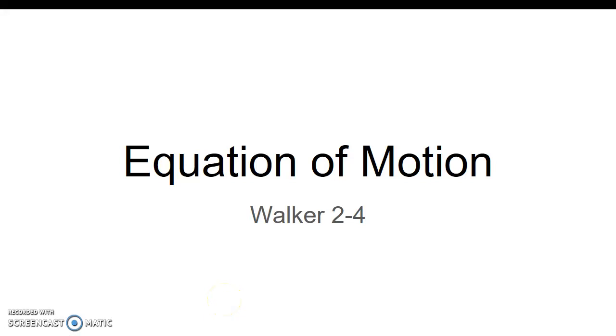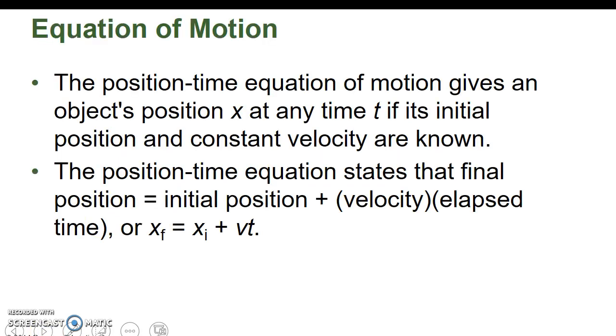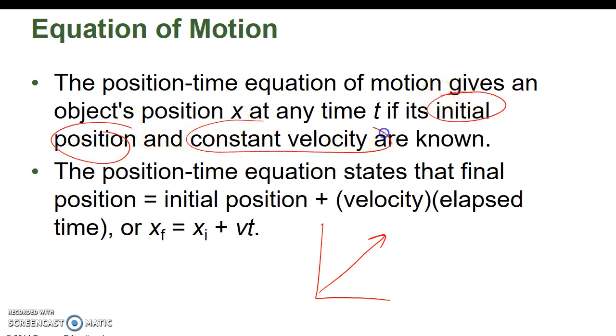Okay, we're going to look at an equation of motion that we can derive based on all the information that we've picked up so far. So we've drawn graphs, right? And we can use the slope of the line to find velocity. We know that. So the position-time equation of motion gives us a position at any time, if we know initial position and the velocity.